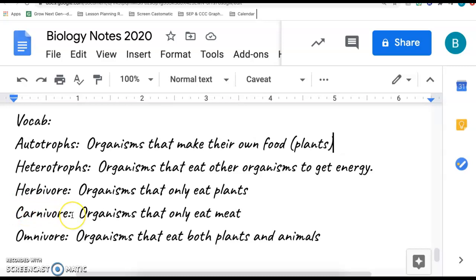We are not carnivores because we also eat fruits and vegetables. Okay, so that's something other than meat. So we are considered omnivores. So omnivores are organisms that eat both plants and animals.